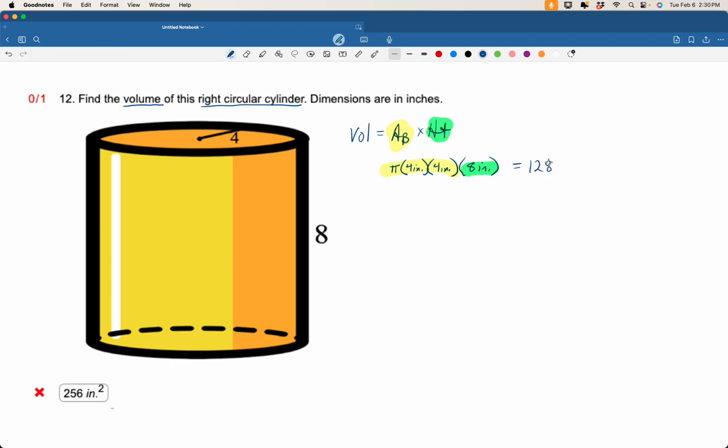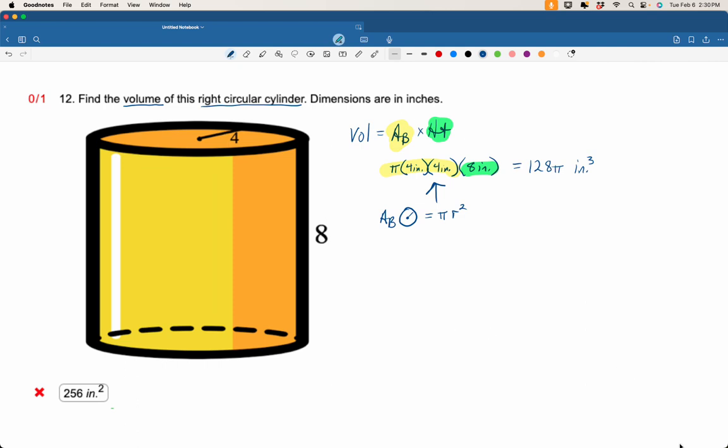So 128 times pi, because it's a circle, inches cubed. That is your answer. Okay? That's all you have to do. Remember, the area of the base for a circle is equal to pi r squared. So that's what's right here in this yellow part. Okay? And I usually like to draw a little radius to clarify that that's a circle and not a 0. All right, that is all for that problem.